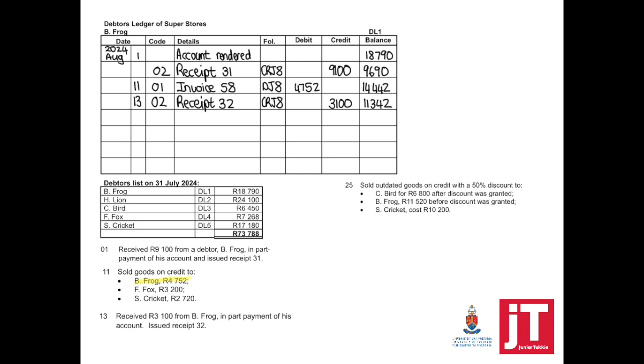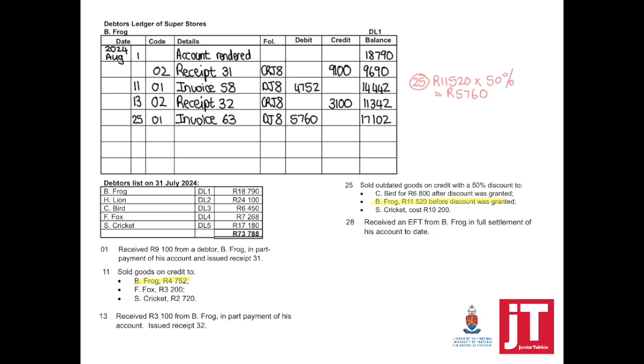On day 25, sold outdated goods on credit with a 50% discount. So remember, we are busy with Frog, so we start with day 25. Invoice number 63 was issued from the debtors journal, and the amount 5,760. My new balance 17,102. On day 28, received an EFT from Frog in full settlement of his account to date.